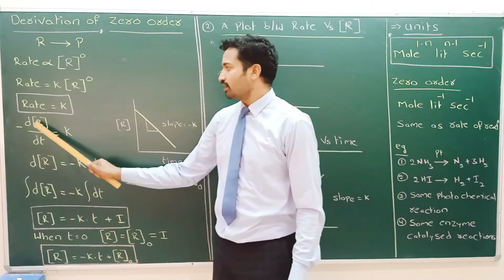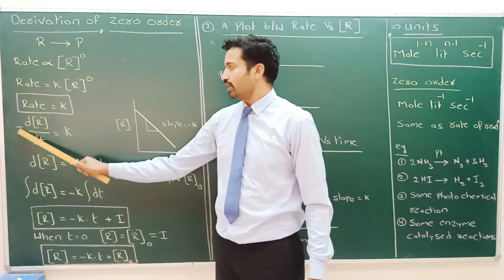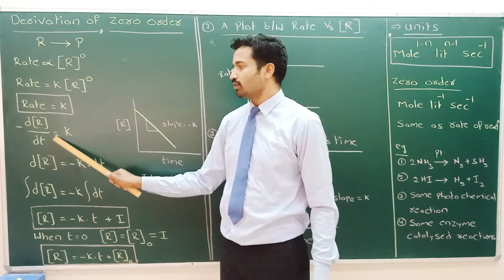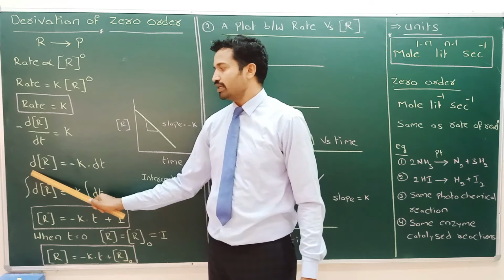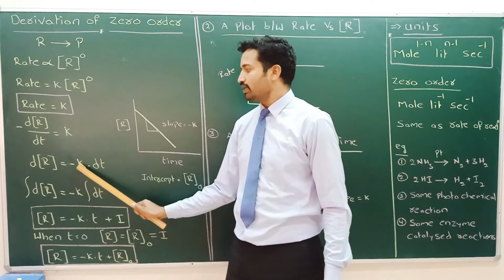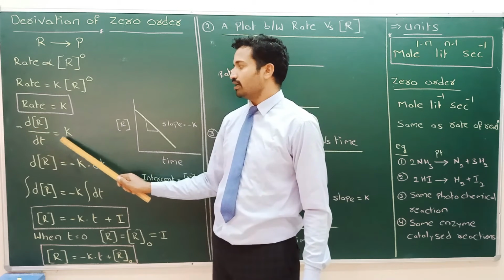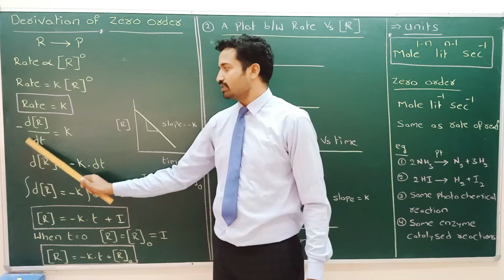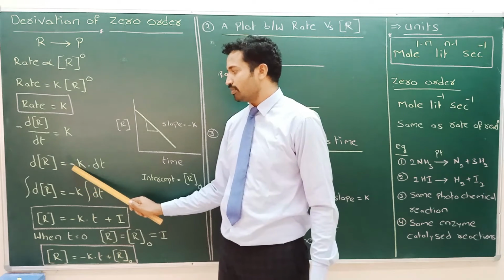If we take dR here, dt comes here, so it becomes minus dR is equal to K into dt. If we multiply with minus on both sides, it becomes plus dR is equal to minus K dt. Again, if we take only dR, dt comes to this side, then K into dt. If we multiply it with minus, then minus into minus is plus, so dR is equal to minus K into dt.